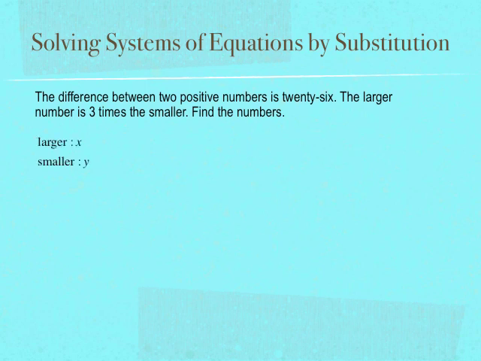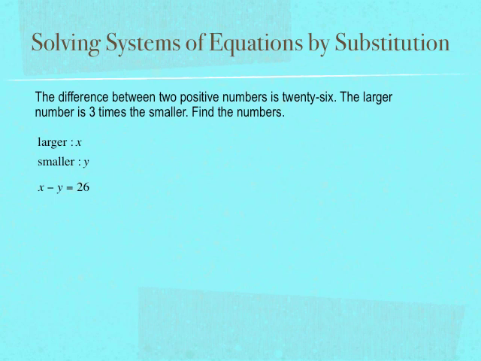Let's make a key and say, okay, my larger number is x, my smaller number is y. Now this is just a translation problem. It's really no different than the translation problems that you did in chapter 2, except now we have two things that we don't know, so we have two variables. So let's look at this. The difference between two positive numbers is 26. Difference, what does difference mean? Difference means subtraction. So the difference between two positive numbers, that's going to be x minus y, equals 26. So my first equation is x minus y equals 26.